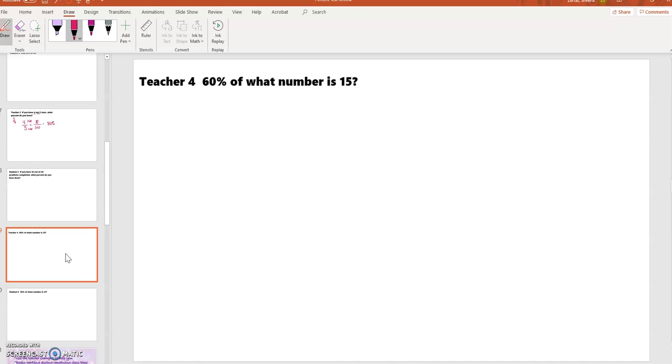Right, this question here is 60% of what number is 15. I cannot, unfortunately, solve this by turning it into a fraction and multiplying because what I don't know is next to the word of. So while we know the word of means to multiply, we can only multiply when we have two numbers next to each other. So instead, I'm going to set this problem up on a double number line.